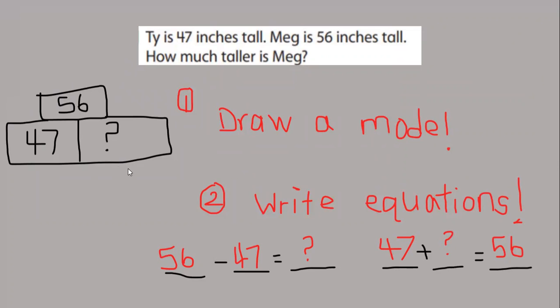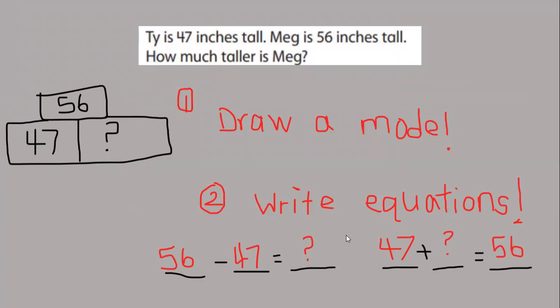So that makes sense. And now I'm going to look at my bar model and I'm going to write some equations. So my subtraction equation, I'm going to take the 56 inches tall that Meg is. I'm going to subtract the 47 inches for Ty, and that will give me the difference between those two numbers, and that will tell me how much taller Meg is than Ty. Okay, let me say that again. So I look at my bar model. I'm writing my equations based on my bar model. So I've got 56 on top. If I subtract 47, that will tell me the difference between these two numbers, and that will tell me how much taller Meg is than Ty.